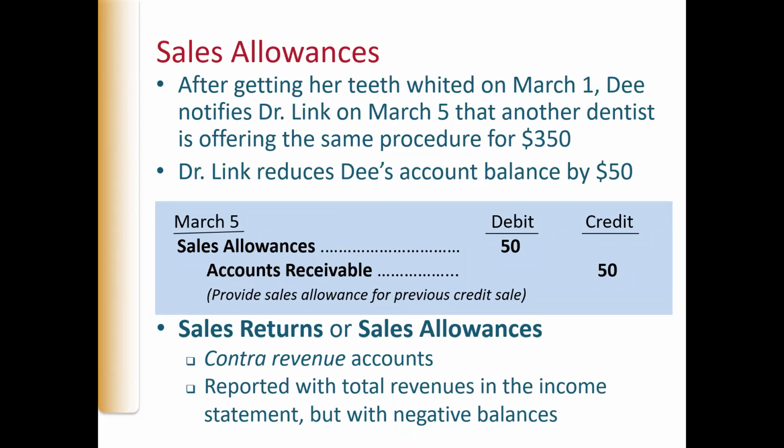We call sales returns or sales allowance accounts contra revenue accounts. This will get reported with the total revenue in the income statement, but then we'll be able to see these contra accounts below it to see how many sales returns have taken place, how many sales allowances have been granted.